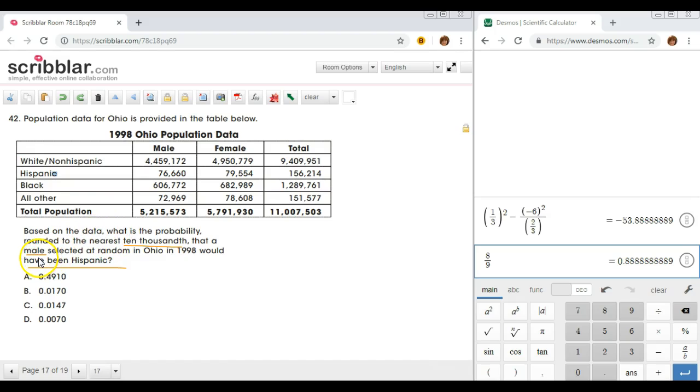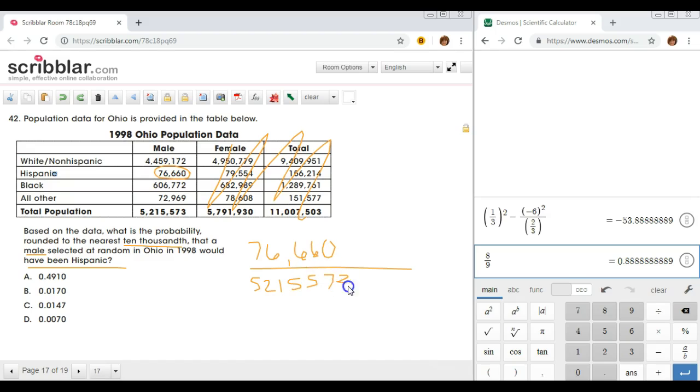And they limited what part of the table they're going to use. It said that a male selected. We don't need the female, we don't need the total, because they limited it to the male column. So we only use that, and then we're looking for Hispanic. Hispanic, the number is 76,660. To find a probability, we take the number we want to happen, which is what we just got. We want a Hispanic male, and we divide by the total number of males. We got rid of the other columns because we're only looking at the male population.